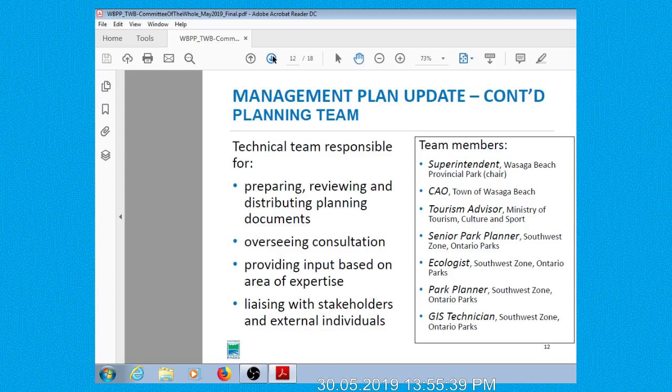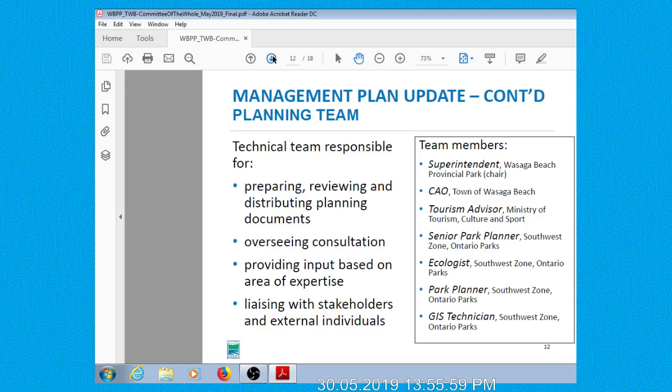We have been involved in preparing documents, reviewing information, and we will provide input based on all of our various areas of expertise. Also, it's a connection point for different stakeholders and external individuals to connect with the planning process, either in a formal way or an informal way.